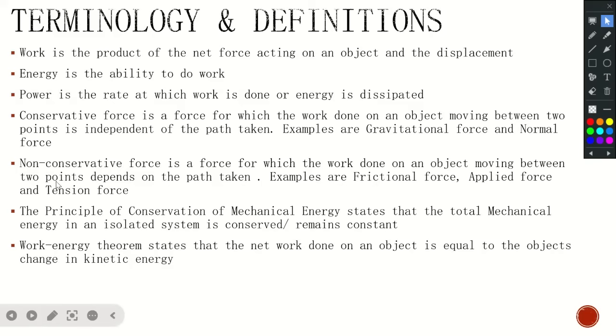Right. Then we also have the principle of conservation of mechanical energy. This is a very important definition that you should know. It states that the total mechanical energy in an isolated system is conserved or remains constant. Right. Then lastly, we have the work energy theorem, which states that the net work done on an object is equal to the object's change in kinetic energy. Right. So now that we know the terminology and definitions on this topic, let's now proceed.